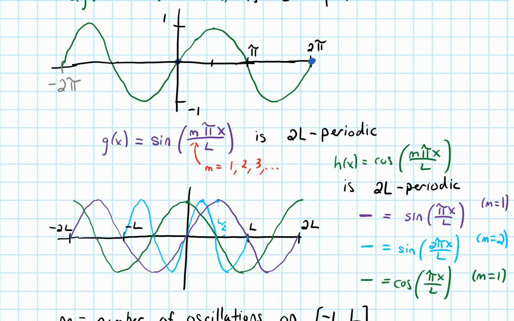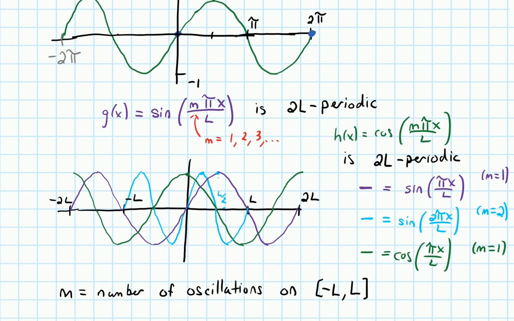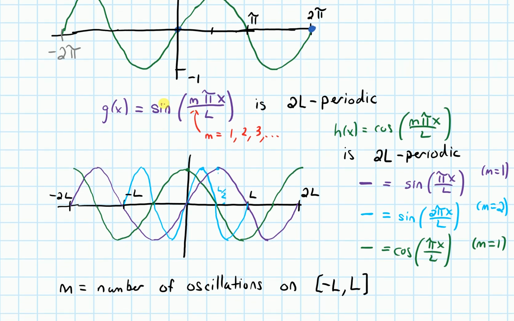Okay, so the m in these formulas represents how many times these functions oscillate on the interval from negative L to positive L. By oscillate, I mean how many times they complete one full cycle, or one full period, on this interval.